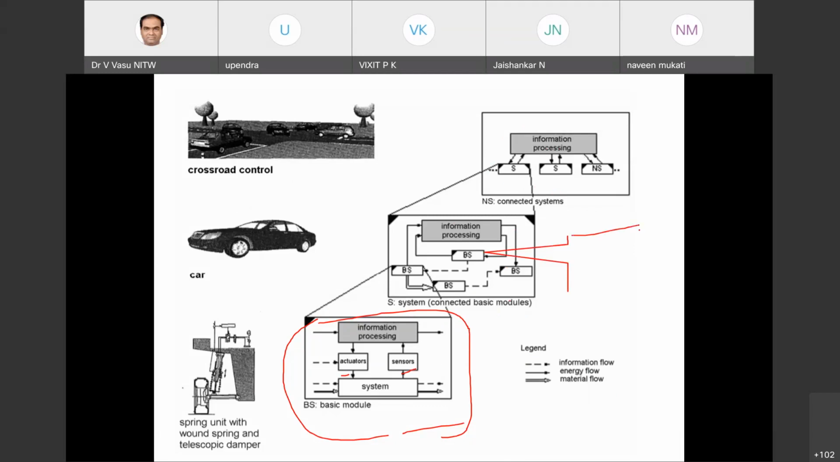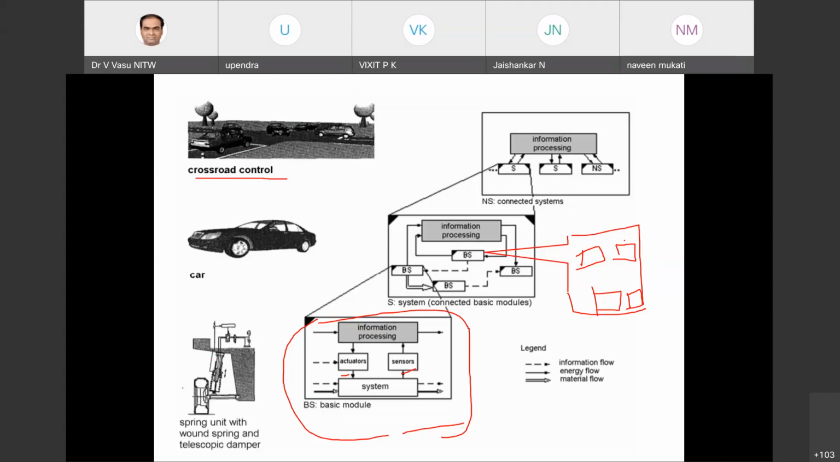There is the big system, and we have different subsystems. Each subsystem has different modules, and these submodules have some base systems. So there is one main system, and from this we have submodules. Here is one example of how we can develop a mechatronic system for crossroad control.